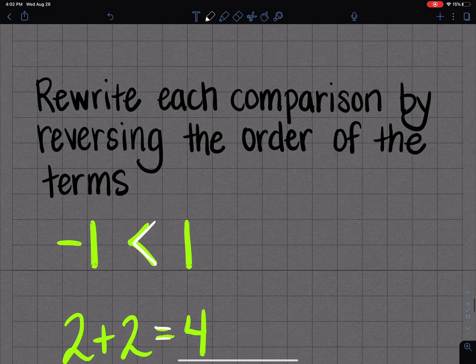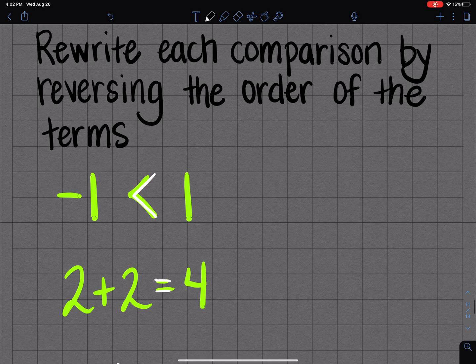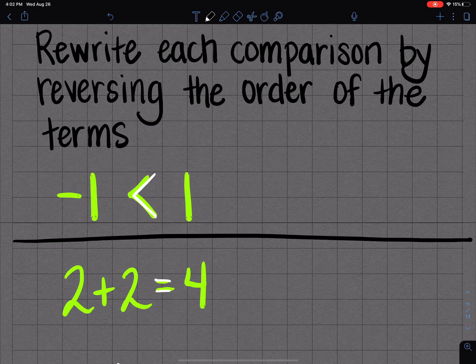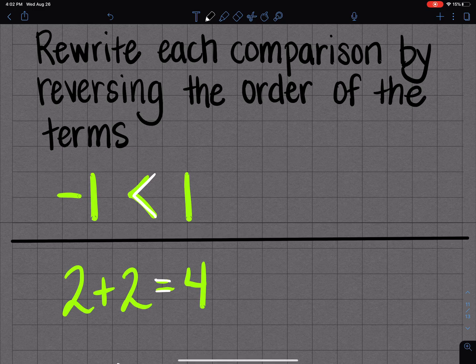Now we're going to do that again. We're going to rewrite each comparison by reversing the order. So let's start with this first one. Negative 1 is less than 1. So the first thing I'm going to do is put the positive 1 on the left and the negative 1 on the right. And then I'm going to flip the sign. And is this the same as this, just reversed? Yeah, it is, because it's still showing that 1 is greater than negative 1.